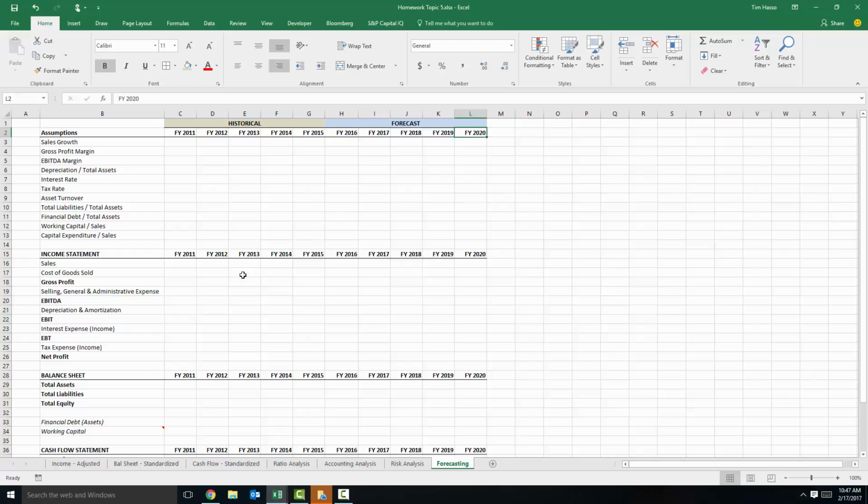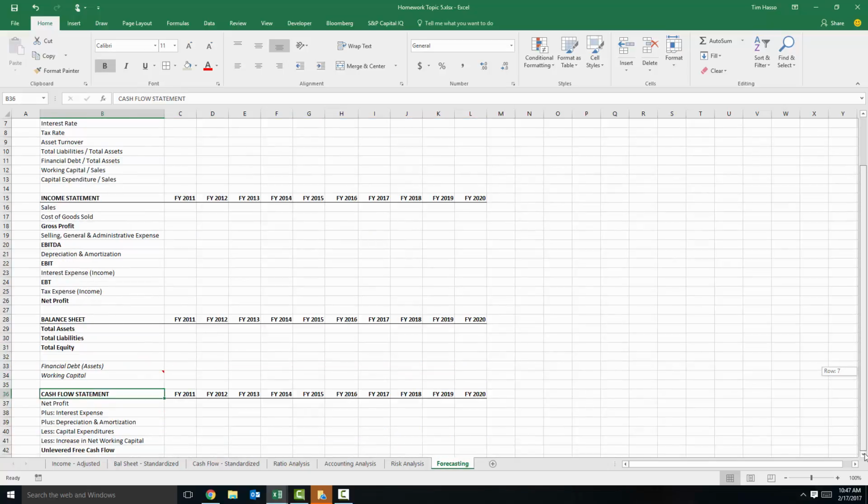So effectively speaking, we'll be using the past information to inform us something about the future, and using that kind of information, we'll be able to forecast the financial statements. Now down here, you'll see very condensed financial statements with very few line items because that's all we need for valuing the firm. So we have the income statement, we have the balance sheet, and we also have the cash flow statement at the bottom.